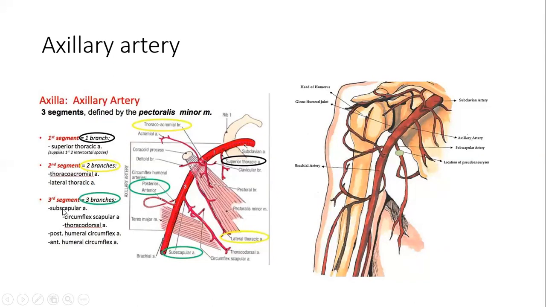Subscapular, as the name indicates, is going to participate in the anastomosis around the scapula by giving off its own branches, namely circumflex scapular and thoracodorsal. The posterior and anterior circumflex humeral arteries surround the surgical neck of the humerus and anastomose with each other around this region.